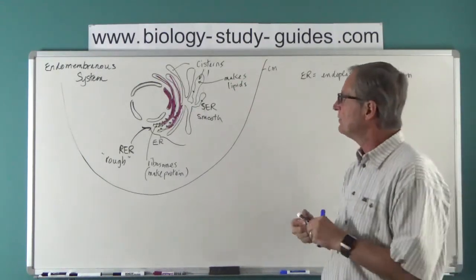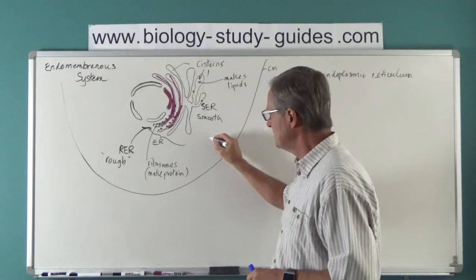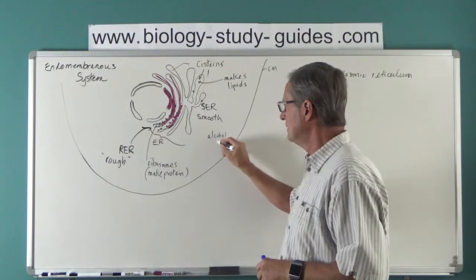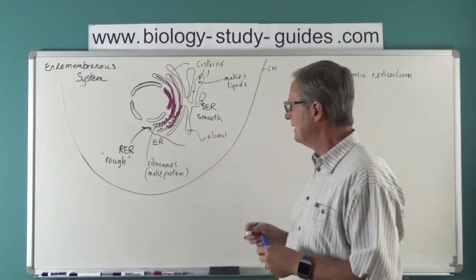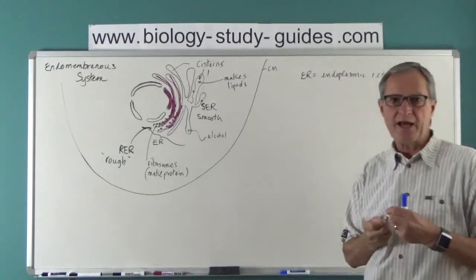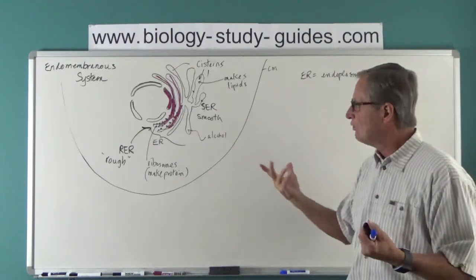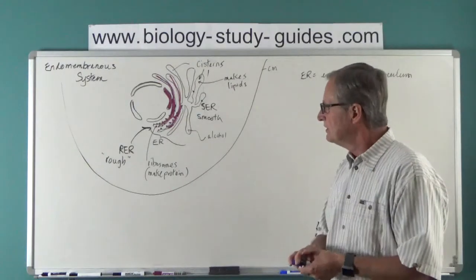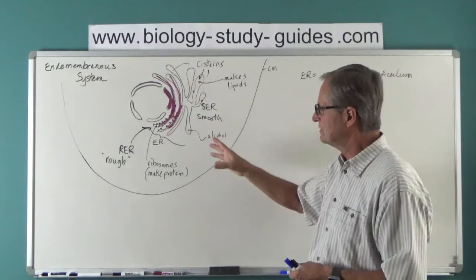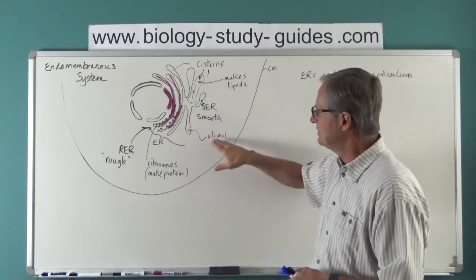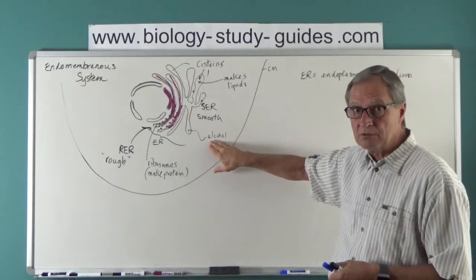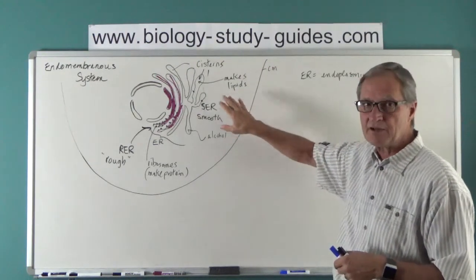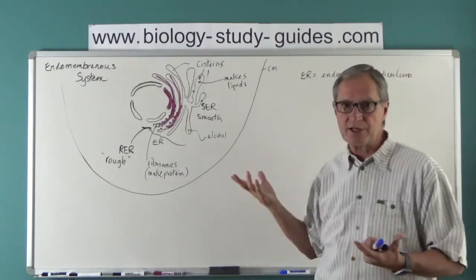Another function of the smooth ER in liver cells is they'll take things like alcohol, and it'll go into the smooth ER, and it'll take the alcohol apart and wind up with a 2-carbon acetate molecule and use the acetate molecule to make fats. So that's one of the ways it does that. It can make lipids by taking ethanol, which is 2 carbons, and convert that into fatty acids. Again, I mentioned hepatocytes a minute ago.